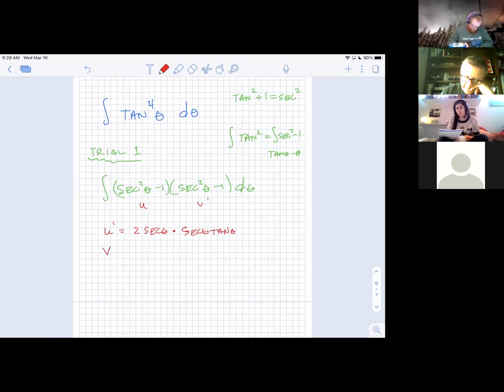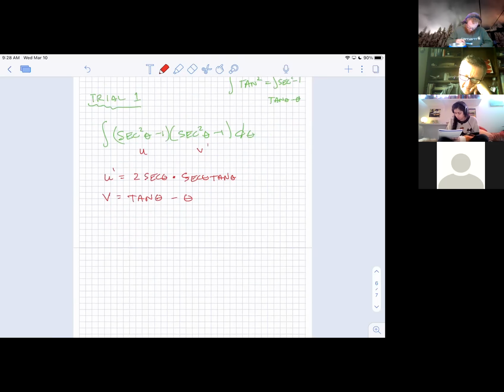The integral of v prime, the integral of secant squared is tangent, so that's why I think this might not be a bad idea. And the integral of 1 would be theta. So let's see, does that create an integration by parts that actually makes my life easier? So I have uv, so secant squared theta minus 1 is u. V is tangent of theta minus theta. There's uv minus the integral of u prime v.